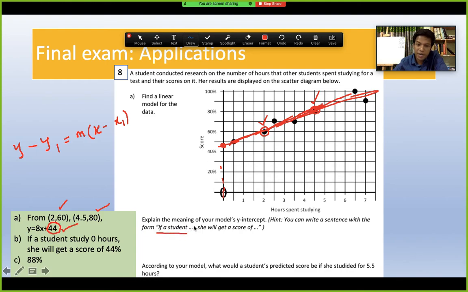Anyway, if a student studies 0 hours, total marks is 44%. We can see it from the exact marks. You may not see it from here, but you will see it from your obtained equation.